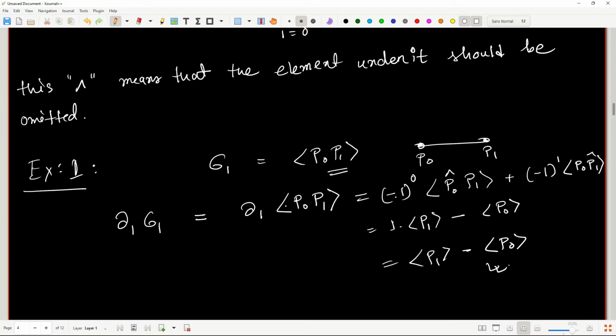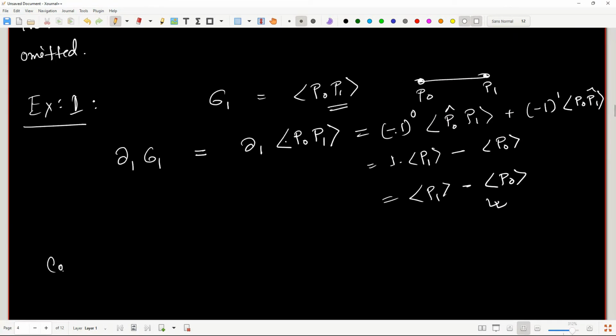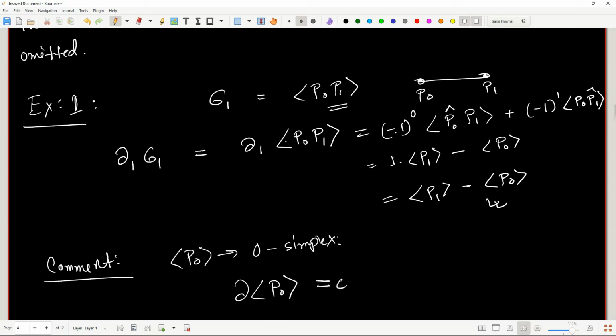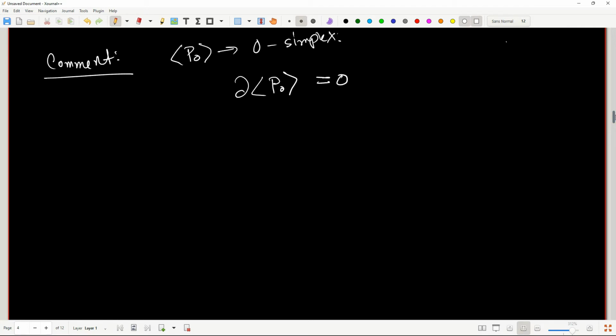Okay, and this is in fact the boundary of this 1 simplex. And we want to also make a comment that if I had a 0 simplex, let's just write this as p0, this is a 0 simplex, right? Whenever the boundary operator acts on a 0 simplex, it produces 0 because the point doesn't have any boundary. Okay, let's take a look at another example.